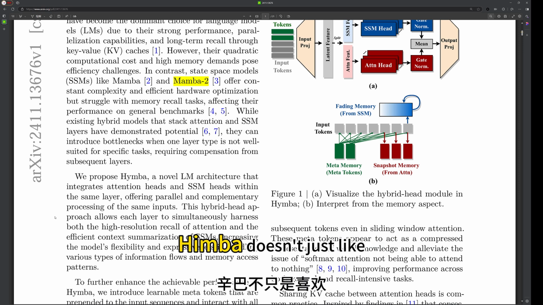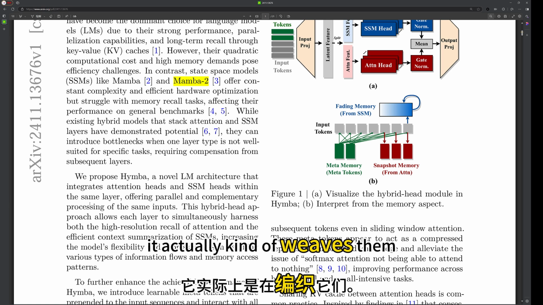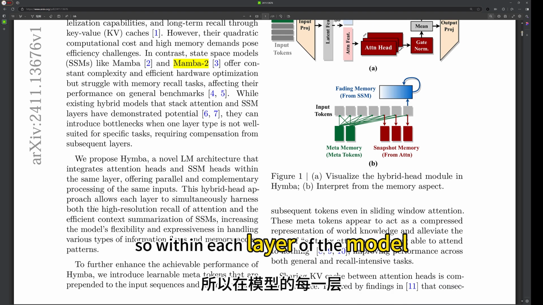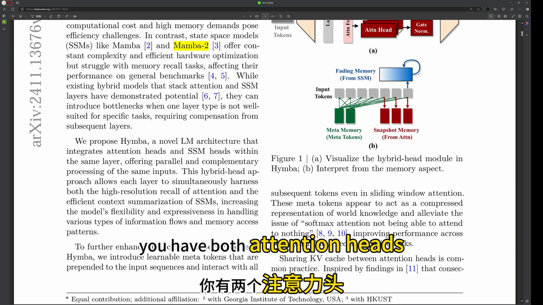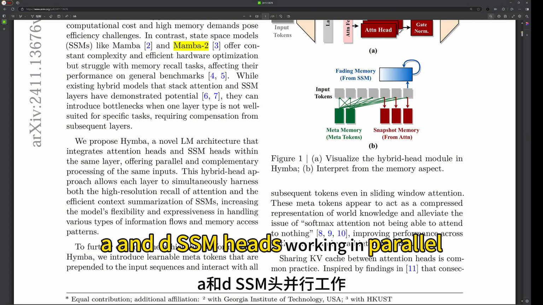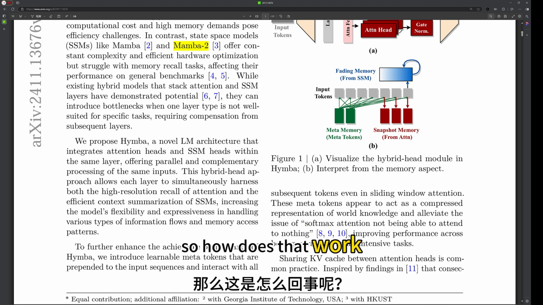Hymba doesn't just stack these two approaches on top of each other. It actually kind of weaves them together in a really unique way. So within each layer of the model, you have both attention heads, like you'd find in a transformer, and SSM heads working in parallel. So it's getting the best of both worlds at every level. Exactly. So how does that work?